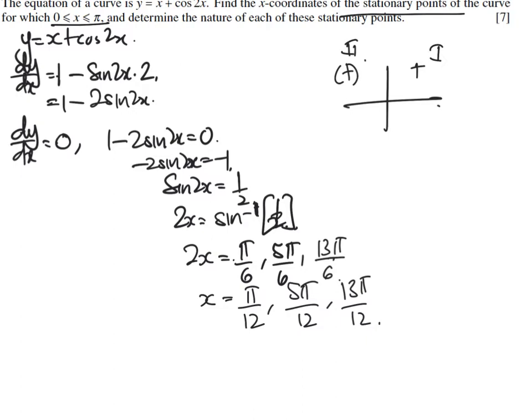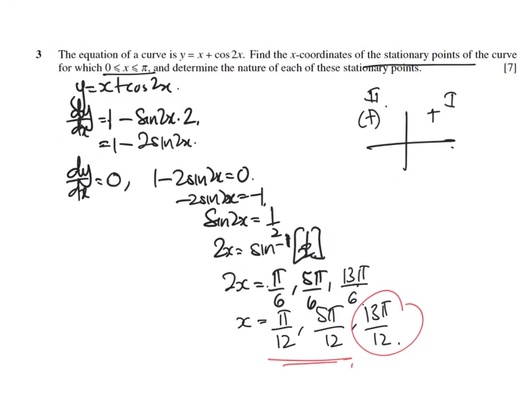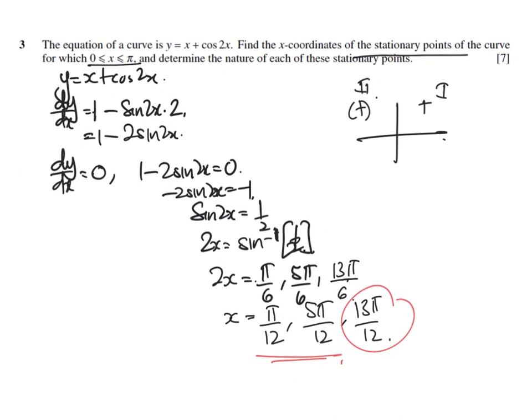Okay, that's fine. 5 pi over 12, if I sub that inside, gives 5 pi over 6, which is 150, but 13 pi over 12 is going back to 390, that's more than pi, so I can discard this value. So the two values that I have are pi over 12 and 5 pi over 12 only.